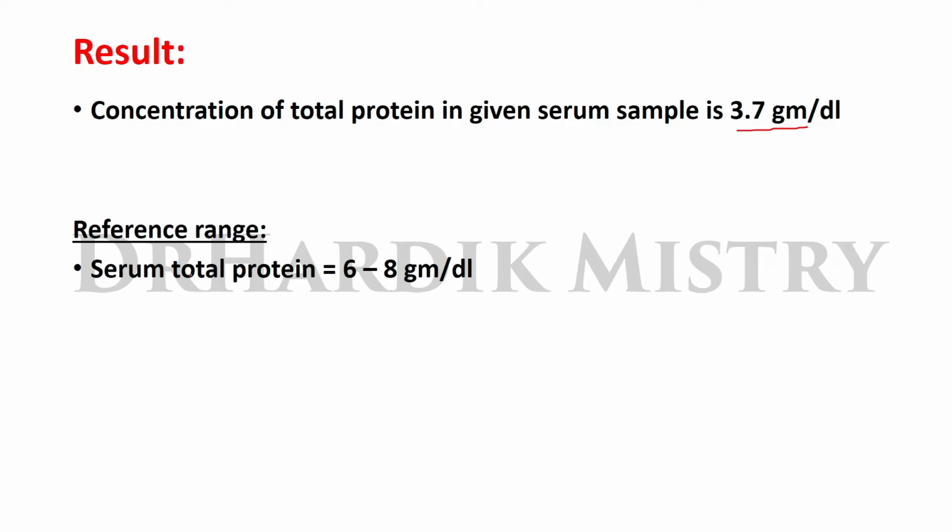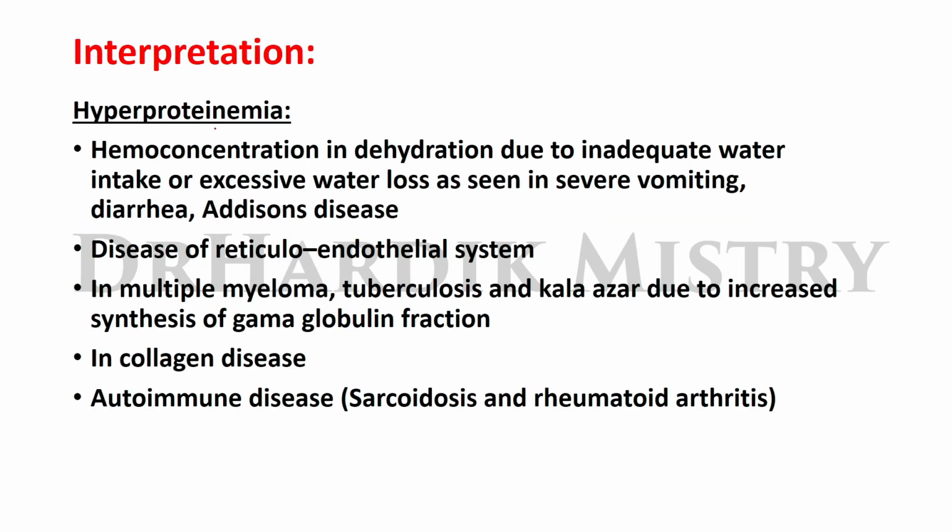Reference range for serum total protein is 6 to 8 gram per dl. So here there is a decrease in the total serum protein level. This condition is known as hypoproteinemia. Now the interpretation. If the values are increased, then the condition is known as hyperproteinemia.